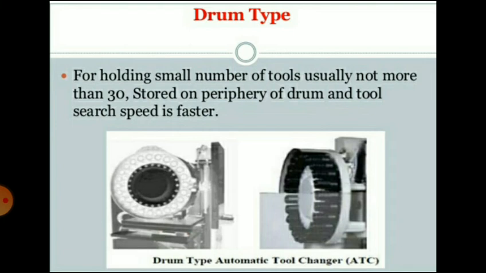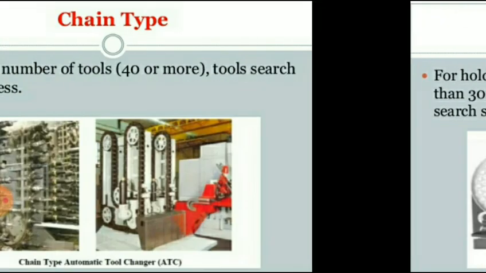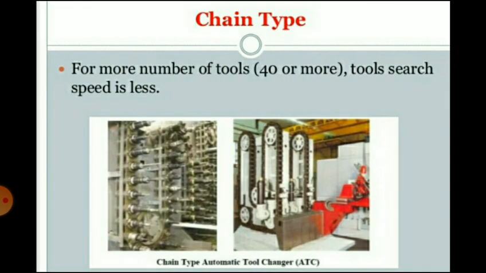So, types of ATC. First, the drum type. The drum type is used for holding a small number of tools, usually not more than 30, stored on the periphery of the drum. Tool search speed is faster. In the diagram, the drum type automatic tool changer is shown. The next type is the chain type ATC. For a larger number of tools, 40 or more, tool search speed is less. In the diagram, the chain type automatic tool changer is shown.